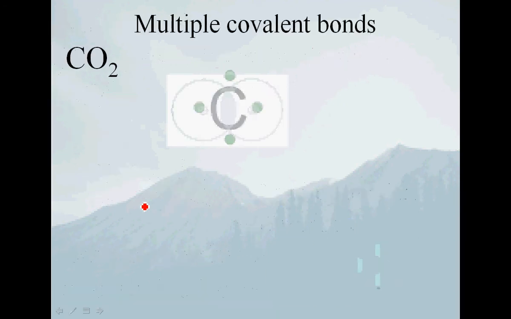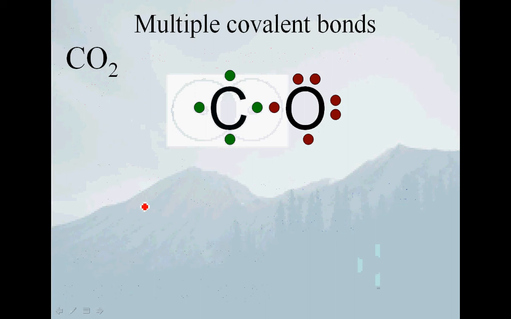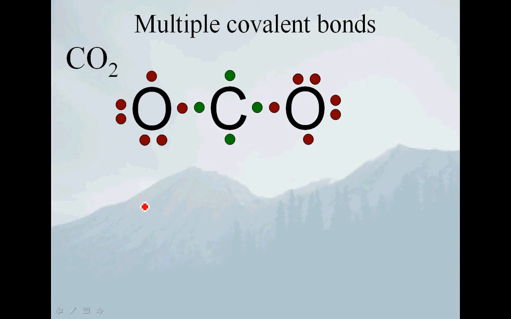So that's, of course, for single bonds. What about for double bonds? So here's carbon dioxide. In carbon dioxide, I have a carbon with 4 valence electrons, and I have 2 oxygens, each with 6 valence electrons. So carbon wants to have an additional 4 electrons around it, and each one of the oxygens wants to have an additional 2 electrons around it.